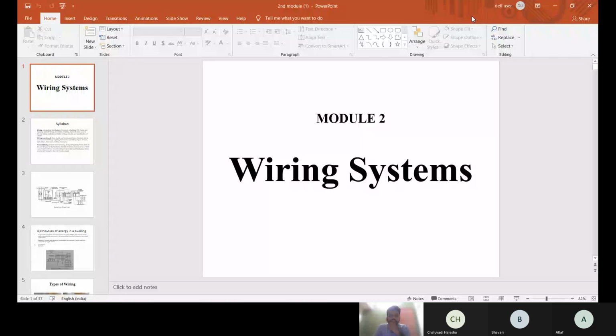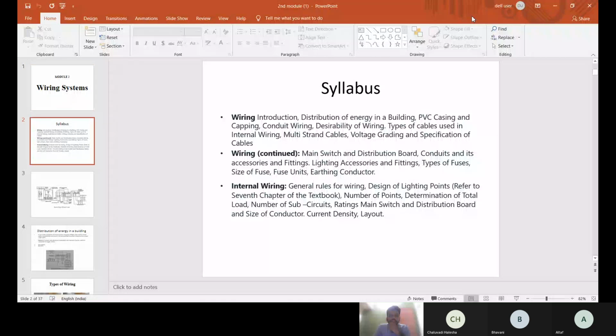In the wiring system, we need to study the introduction part, and the distribution of energy in a building, that is from the service mains part. From the service mains, whatever amount of power we are getting into our home, from that point the actual distribution starts in our home. So that's the distribution of energy in a building.